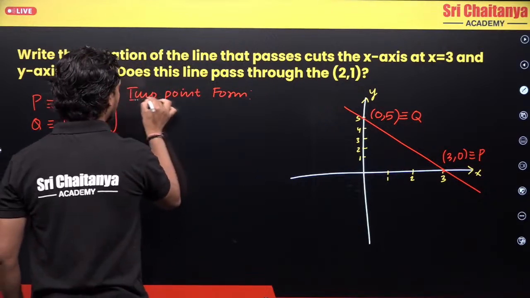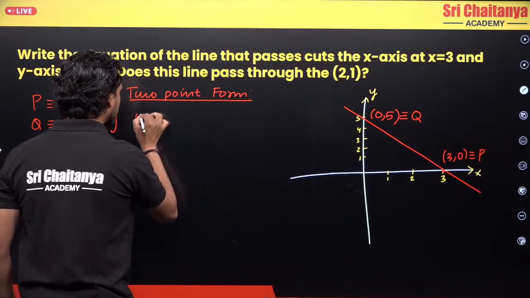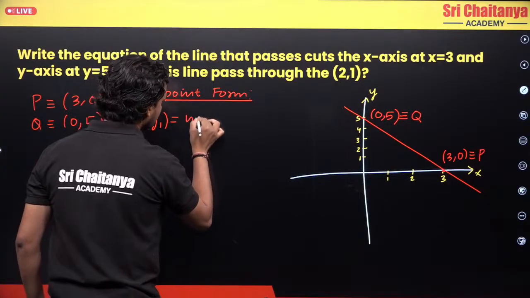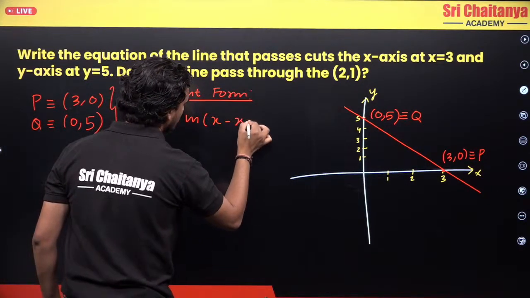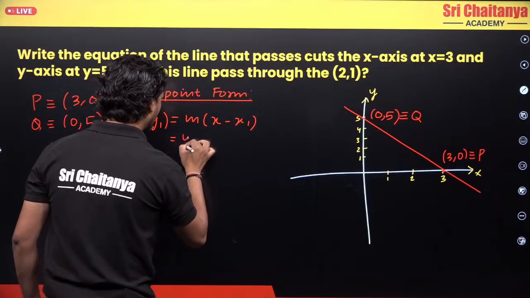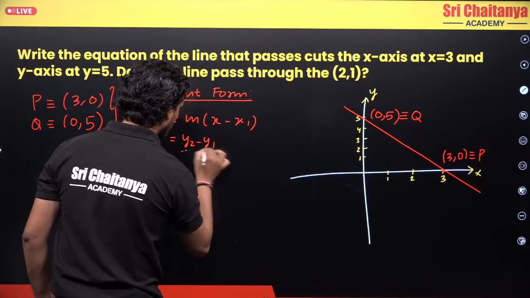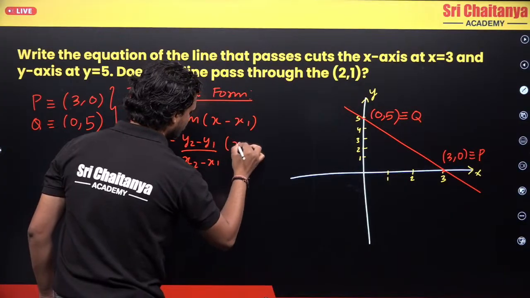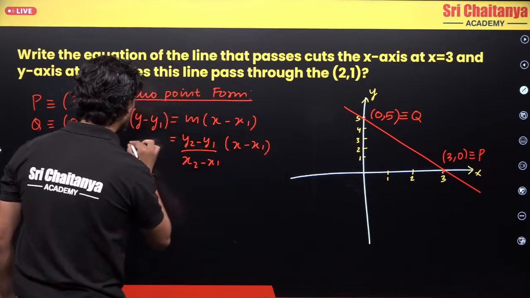Okay, so if we use the 2-point form, what is the equation? The equation will be y minus y1 is equal to m times (x minus x1). Okay, and what is m? m is (y2 minus y1) upon (x2 minus x1). So this is the equation that I am going to use.